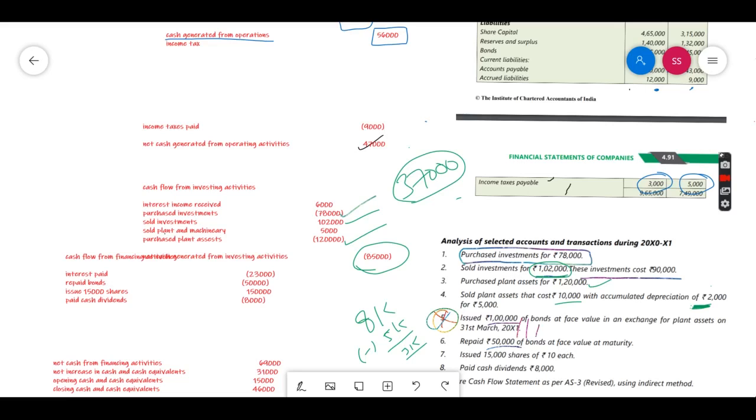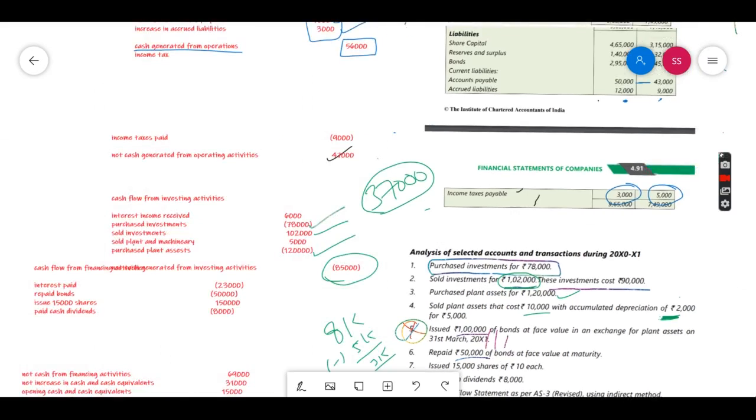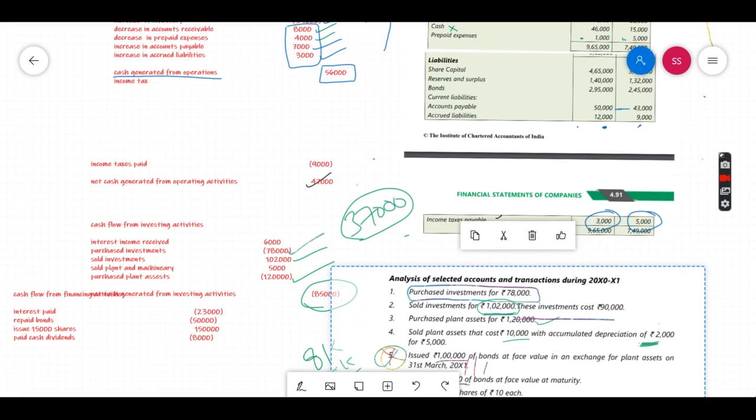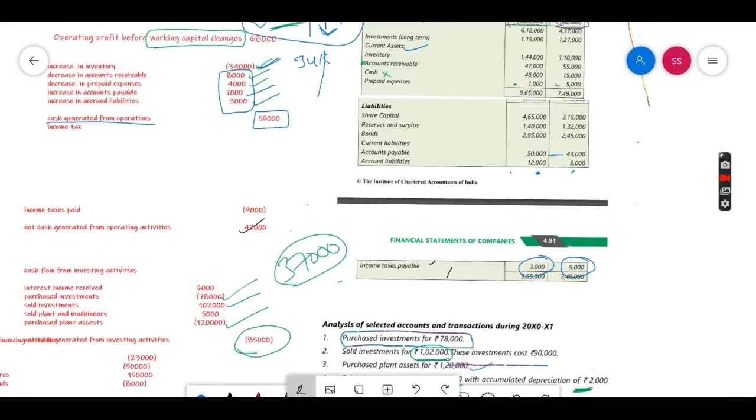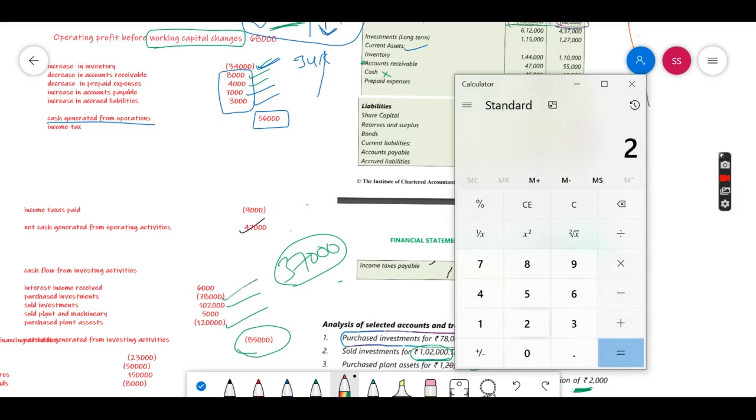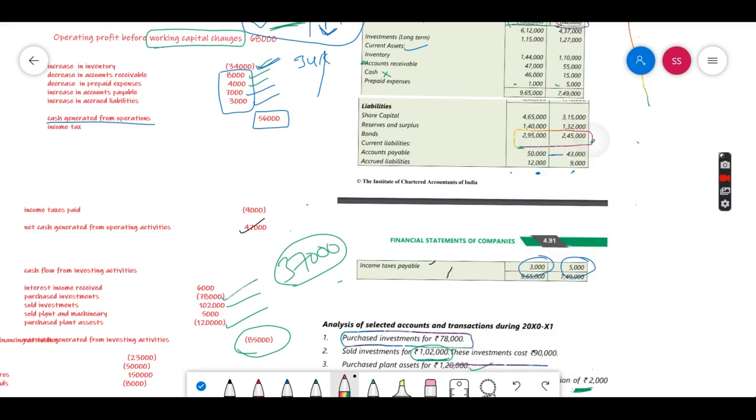Alright, let's correlate here. Bonds first. 2,45,000 was the opening and 2,95,000 was the closing. So 2,95,000 minus 2,45,000 is 50,000. 50,000 has been increased.